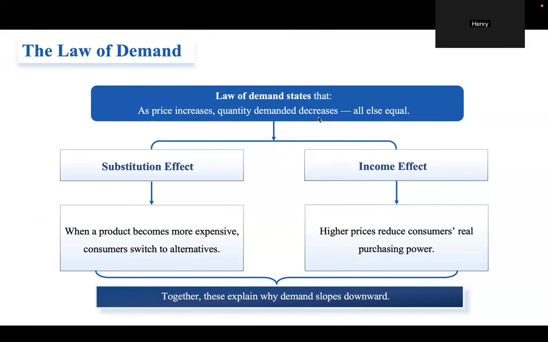The second explanation is the income effect. When prices rise, consumers' real purchasing power falls. Even if their nominal income stays the same, they can now afford less, so they reduce consumption. This effect is particularly strong for goods that take up a large proportion of income.